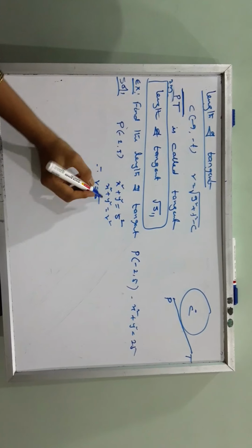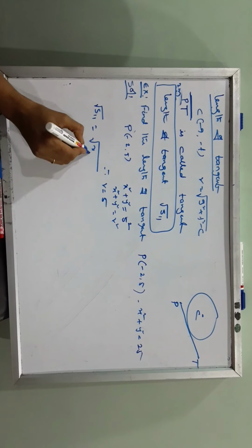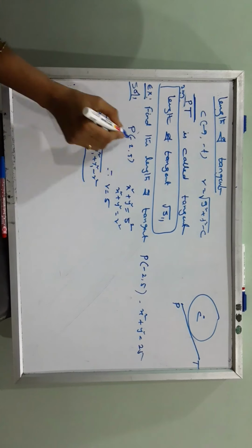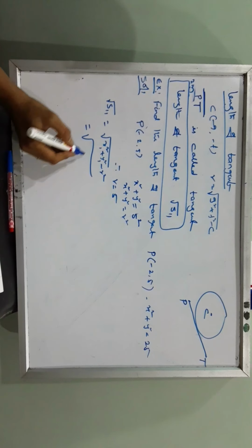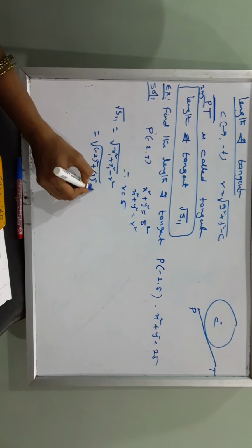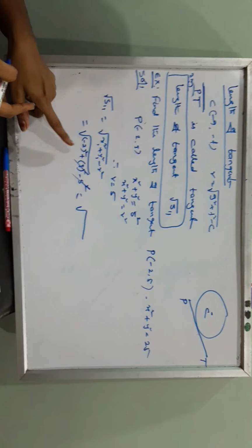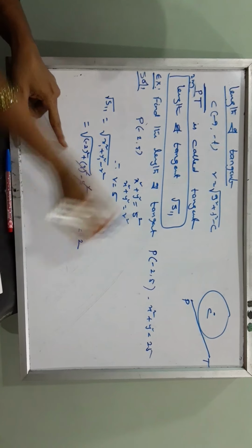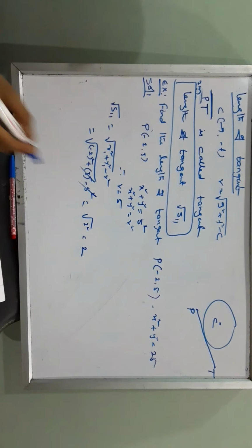Now root S11 means under root x1 square plus y1 square minus r square. Put x1 is equal to minus 2, y1 is equal to 5, r is equal to 5. Substituting, we get under root (minus 2) square plus 5 square minus 5 square. Here 5 square minus 5 square cancel, leaving square root of 2 square, which is 2. Therefore, the length of tangent from P to the circle is 2.